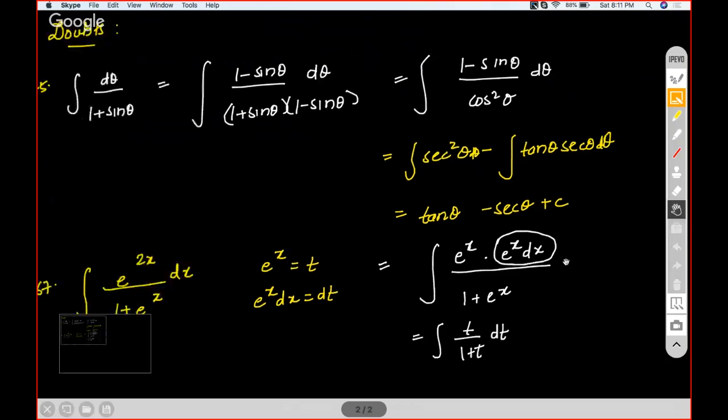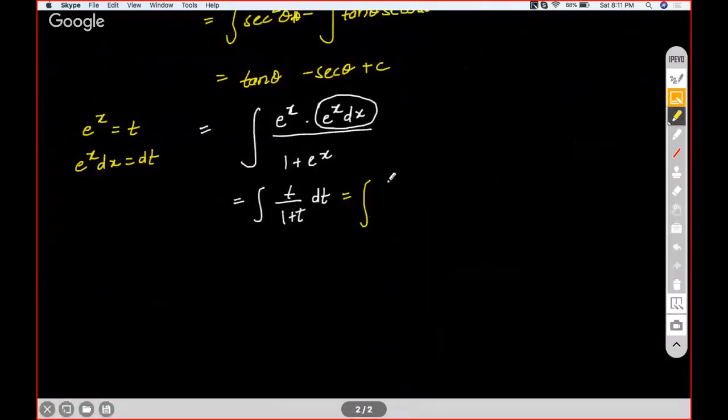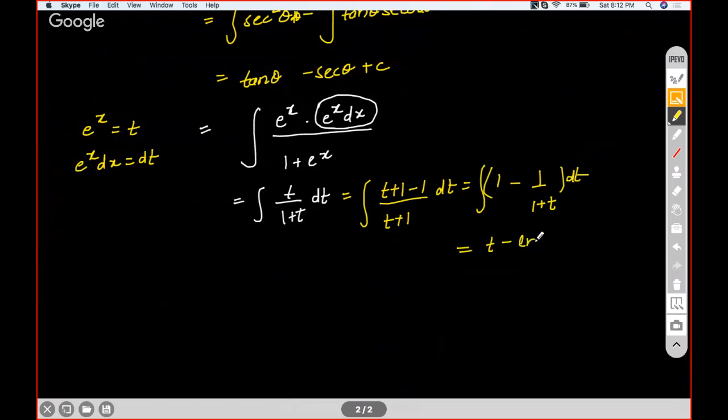Correct? Then you can add and subtract a 1 from the numerator. So that would become the integral of 1 minus 1 by 1 plus t. That's going to be t minus ln of mod 1 plus t, plus c. Put back your t as e to the power x. This will be your answer. So how do you know to add and subtract 1?